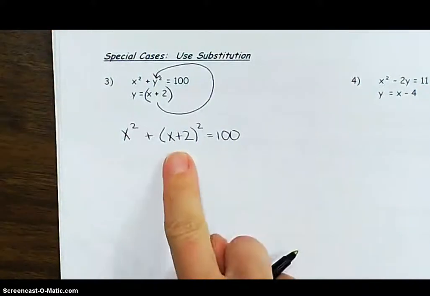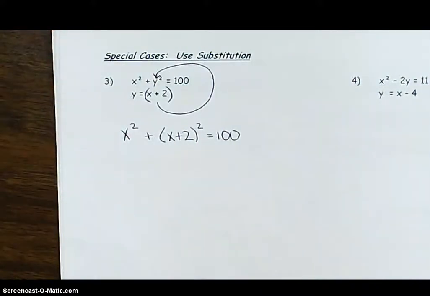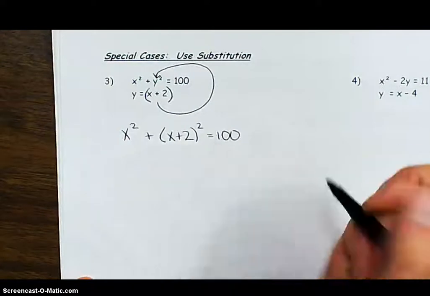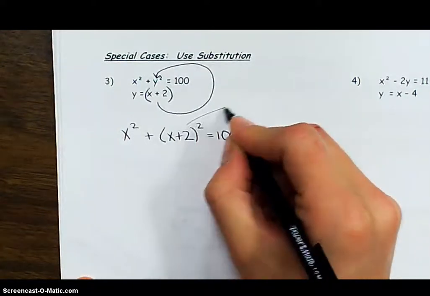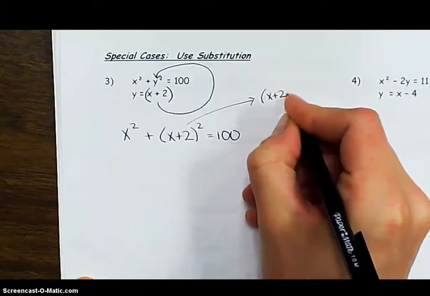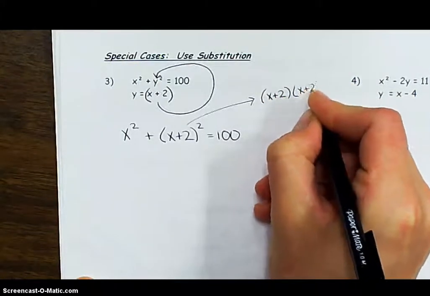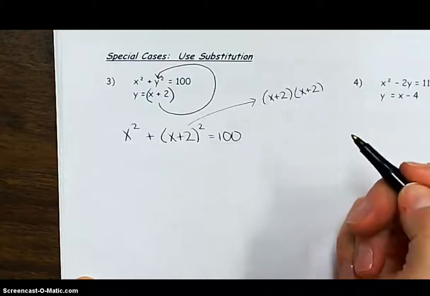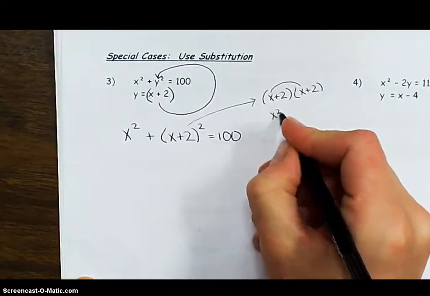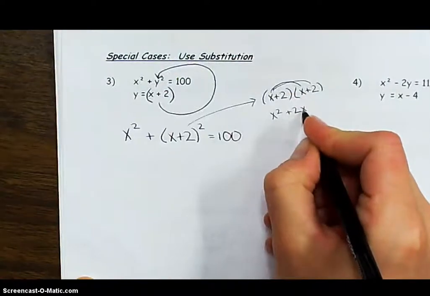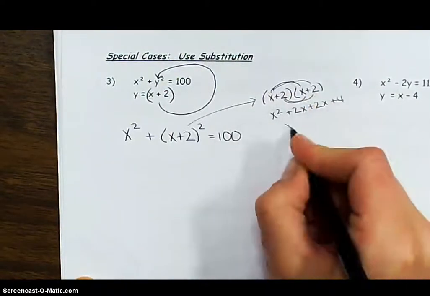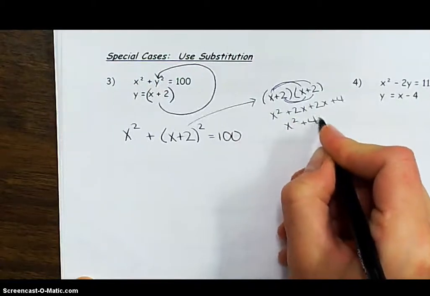Now, (x plus 2) squared, we have to simplify that. So remember, when parentheses are squared, what do we have to do? We have to do our long distribution. We have to write it out twice. So I'm going to go off to the side here and do x plus 2 times x plus 2, and then do my long distribution, or you can use the multiplication box method if you'd like. So we're going to get x squared plus 2x plus 2x plus 4. So this gives us x squared plus 4x plus 4.